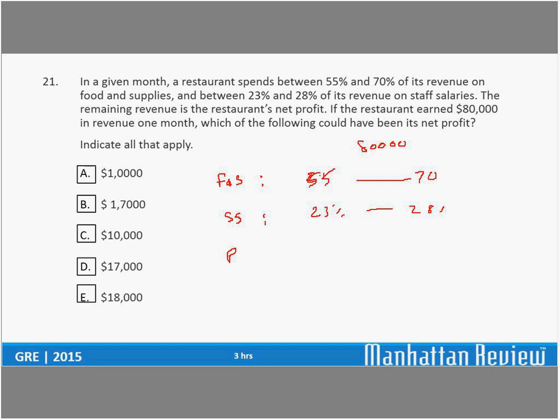So look in the range of profit. If you think this is the lower end, 78% is the total expenditure, and the remaining is profit. Expenditure would be 78%, which means profit would be how much? 22%. Similarly, if the expenditure is 98%, then profit would be 2%. So profit will be within the range of 2% of 80,000 to 22% of 80,000. All of them would be right answers.